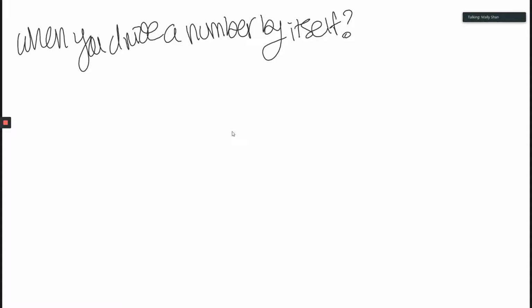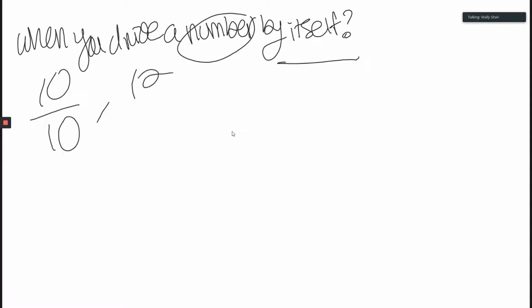Somebody else asked why you can't divide by 0. We're going to get into that, don't worry, for sure. I don't know if that's a question or a statement, but that's correct, and we will definitely get into that. When you divide a number by itself, you're always going to get 1. So 10 divided by 10, 12 divided by 12. And this is again because you have 12 things and you divide them amongst 12 people.